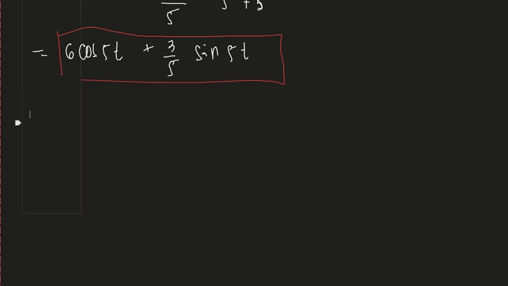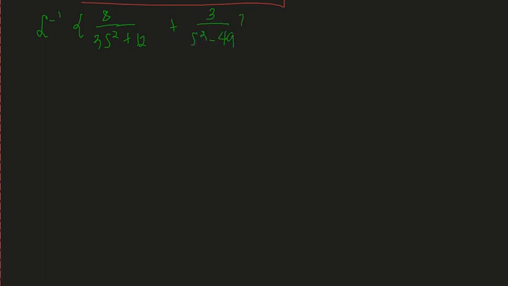Okay, so medyo lawig na, but we have to take up more example para medyo puno ang examples ninyo. So we have finding the inverse Laplace transform, for example, of 8 all over 3s squared plus 12 plus, so we have 3 all over s squared minus 49.